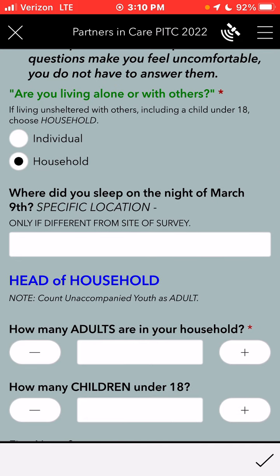The next question is, where did you sleep on the night of March 9th? Specific location. This is only if it's different from the site of the survey. For example, if I am surveying over in Mother Waldron Park in Kaka'ako, but the person I'm surveying indicated that they slept at Ala Moana Park the previous night, then I would type in Ala Moana Park. However, if they slept where you are surveying them, no need to write anything.